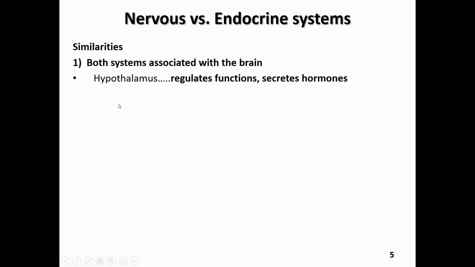So the hypothalamus is a gland located deep in the brain that plays a very important role with downstream function of many human physiological activities. The hypothalamus generally regulates many physiological functions, and it does so in part by secreting hormones. The epithalamus is another region in the brain that is involved with melatonin secretion.